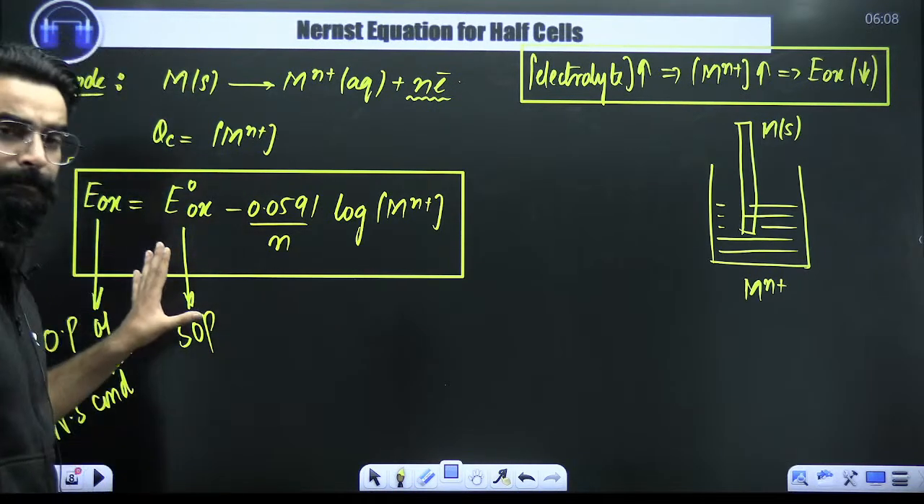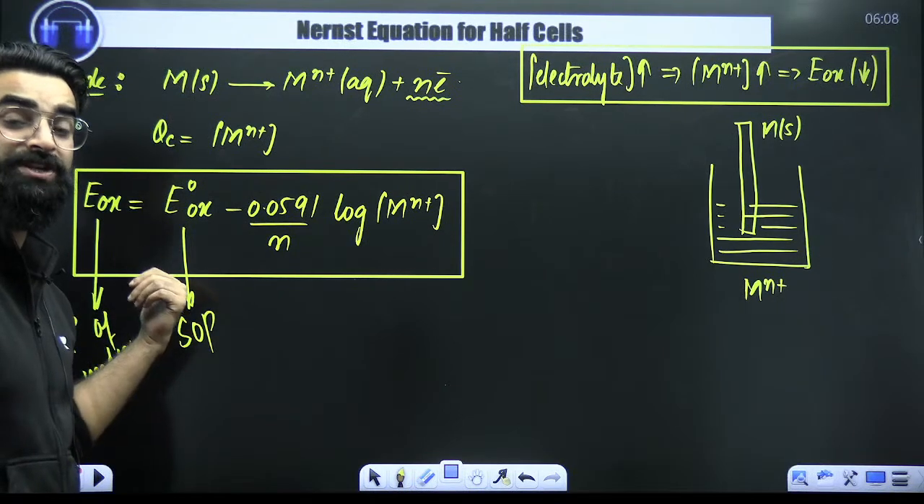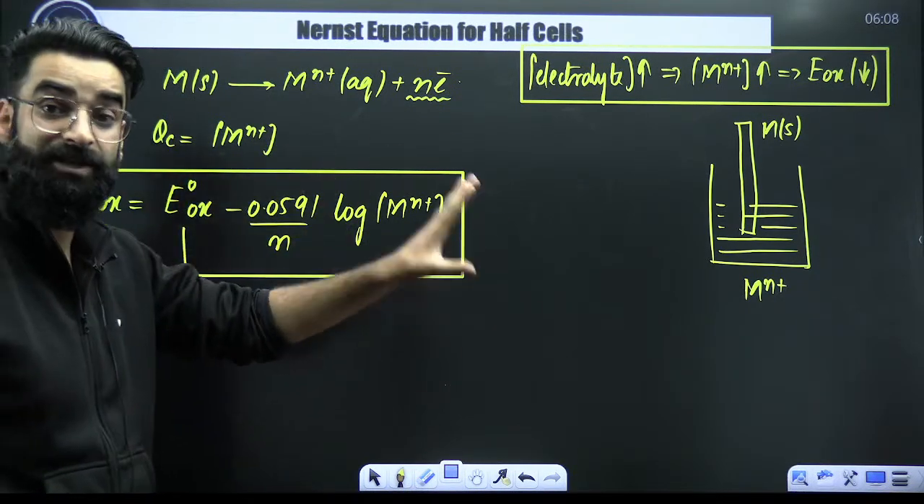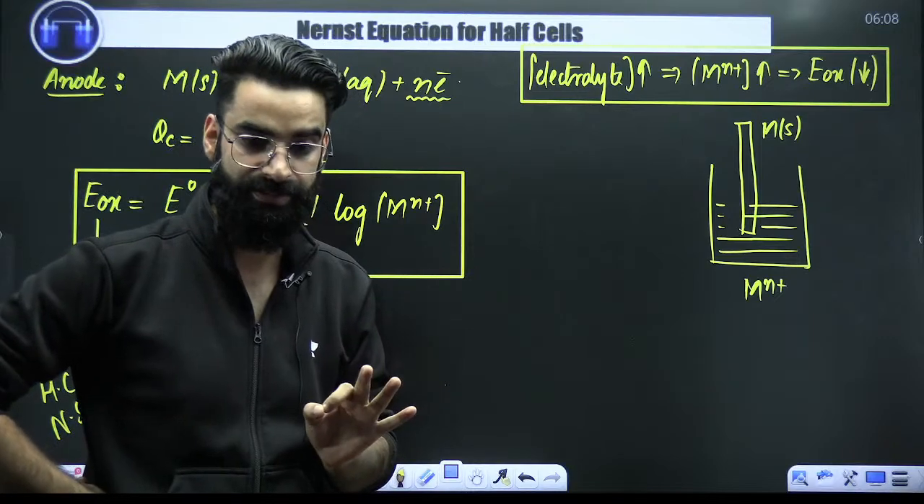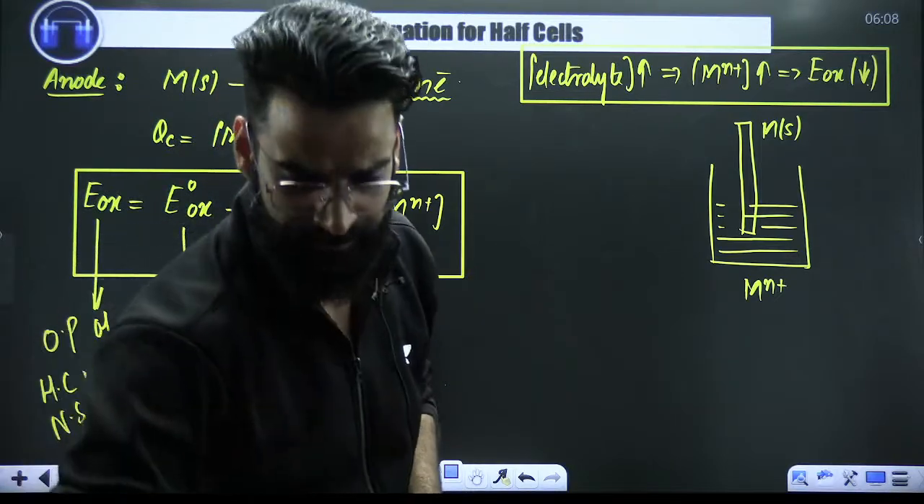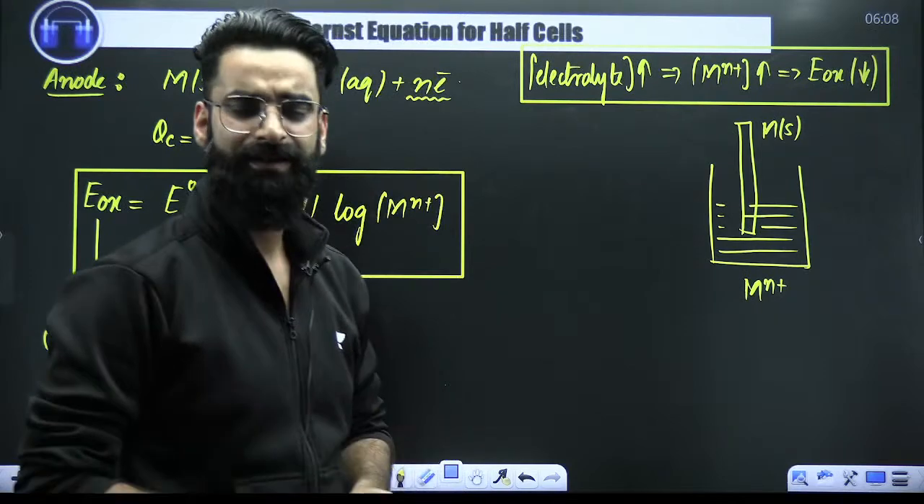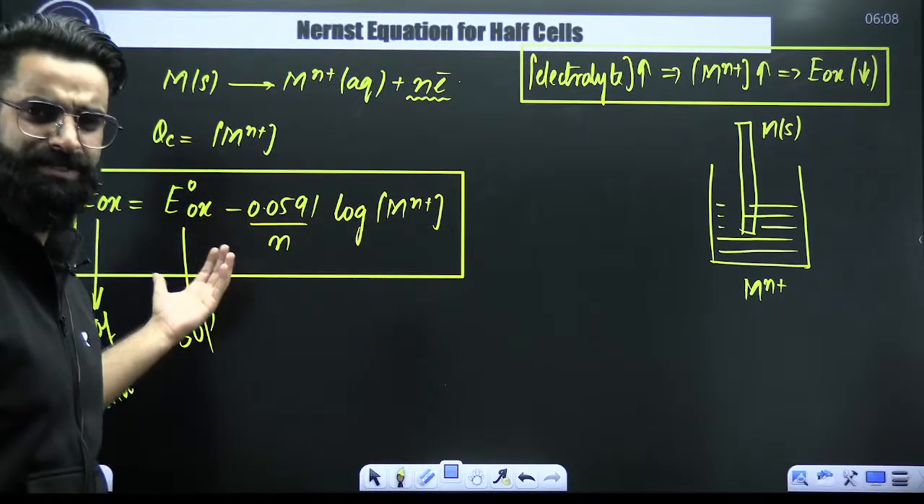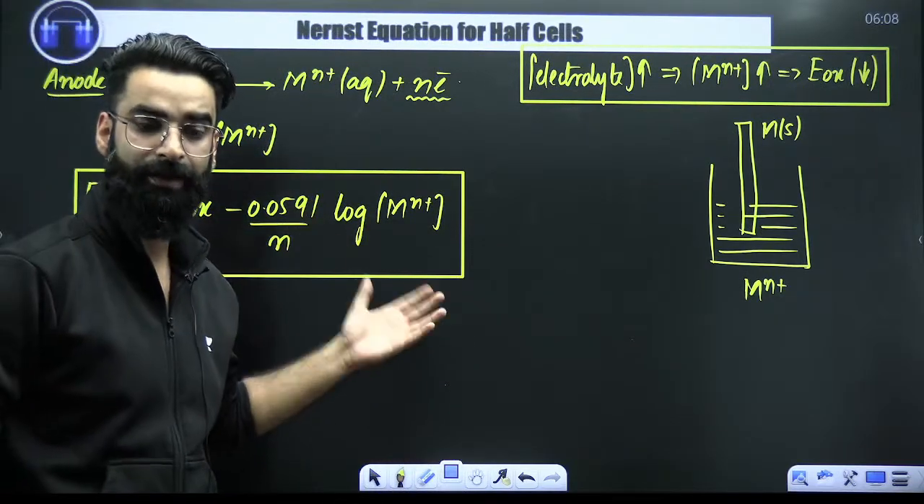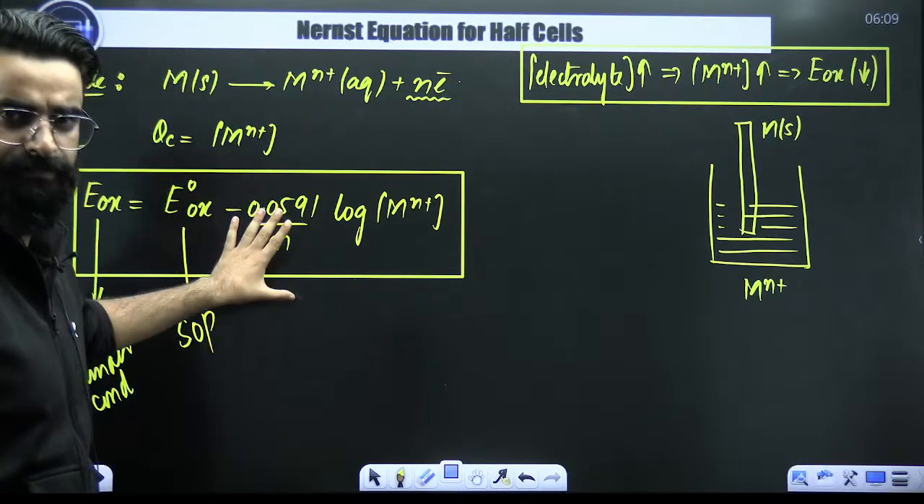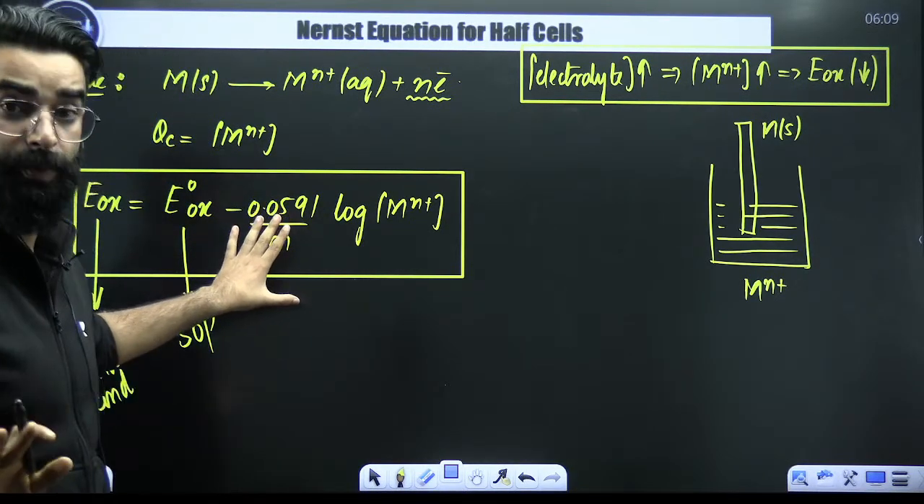So I hope you got to know how we calculate the oxidation potential and reduction potential of the half cells of the electrodes under non-standard conditions, right? And my dear students, after some time, I'll be giving a lot of questions on the same equations so that you'll understand it in a better way. But right now, this much is enough. After some time, I'll give you the questions.